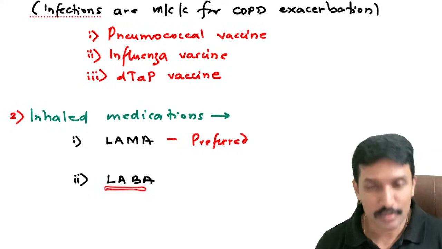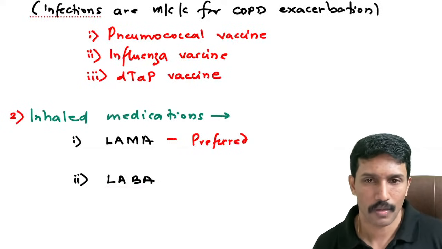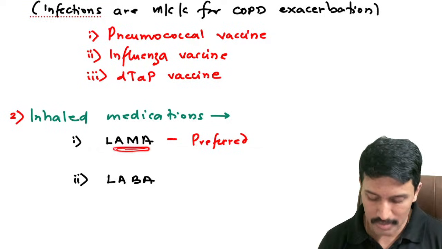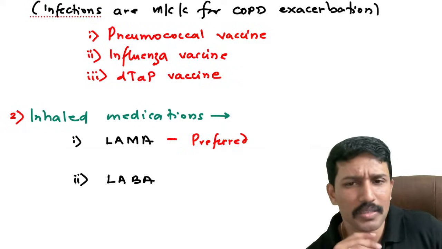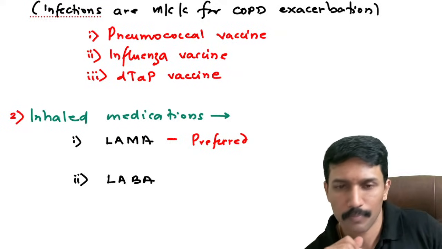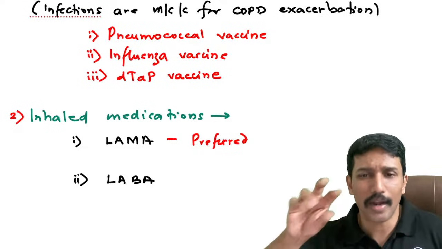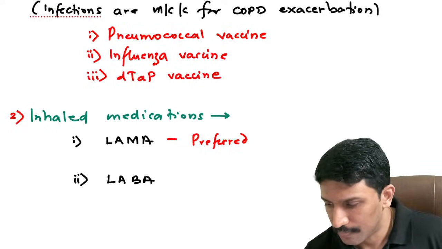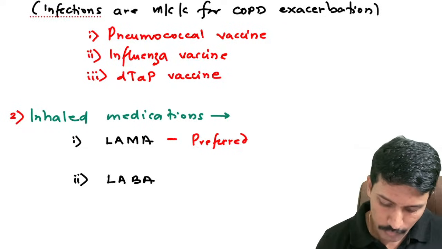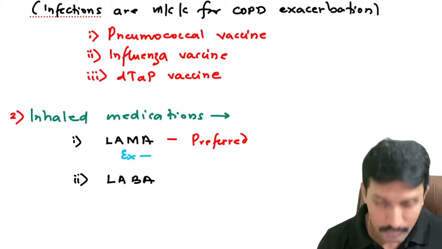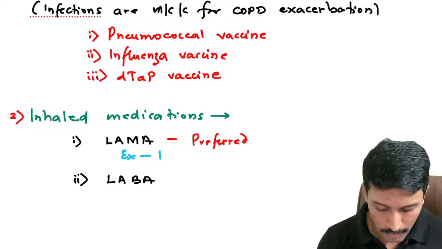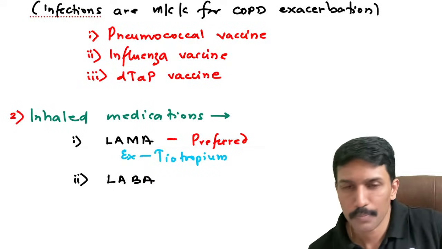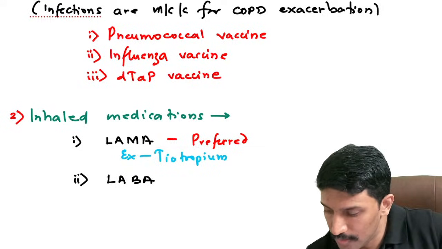LABA was pretty simple. It is a more potent bronchodilator. But then why are we using LAMA? LAMA has an added advantage. LAMA is anti-muscarinic. So can anybody tell me what are the common side effects of atropine? See, LAMA is nothing but an atropine-like drug given by the inhaled route, like tiotropium. Example for LAMA: ipratropium is SAMA, tiotropium is LAMA. Can anybody tell me a side effect of atropine?